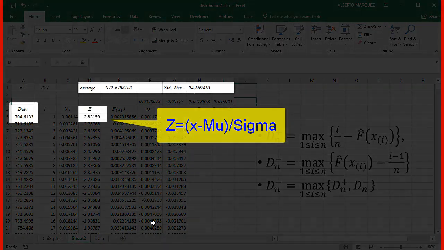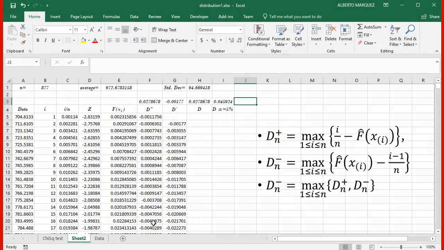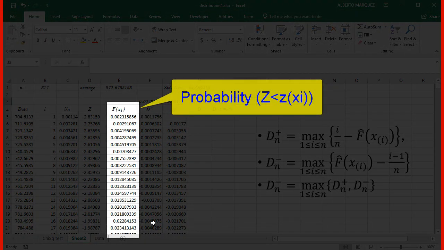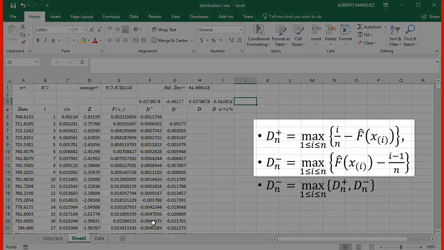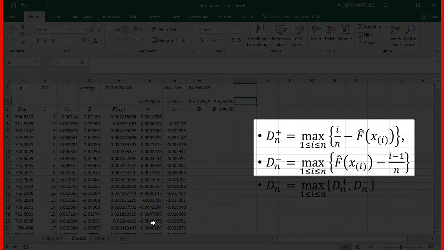In this particular case, 704.61 minus 972.67, all that divided by 94.67. That computes the value of z, and once we have all the values of z for each one of the data points, we can compute the cumulative distribution up to that value using the standard normal probability. Once we obtain the standard normal probability, which is F of x, we can compare that to the observed values for the ratio of i over n as described by the formulas of Kolmogorov-Smirnov. D plus is i over n minus the cumulative probability, and D minus is the cumulative probability minus (i minus 1) divided by n.